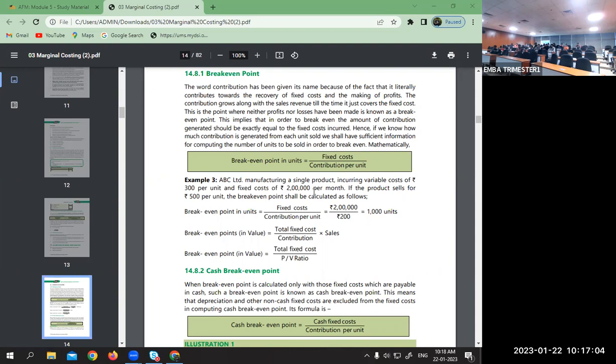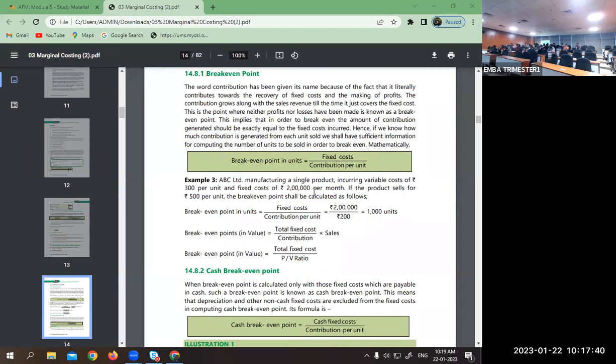PV ratio is nothing but contribution by sales into 100. Contribution by sales into 100. It's a denominator. That's why when it's coming here, it is the inverse of that. Contribution by sales is the denominator here. When it comes to multiplication, it becomes sales by contribution. Okay, any one you can follow. Depending upon the data, you may be required to follow any one of these. I repeat again the three formulas, three logic. Contribution is equal to sales minus variable cost.